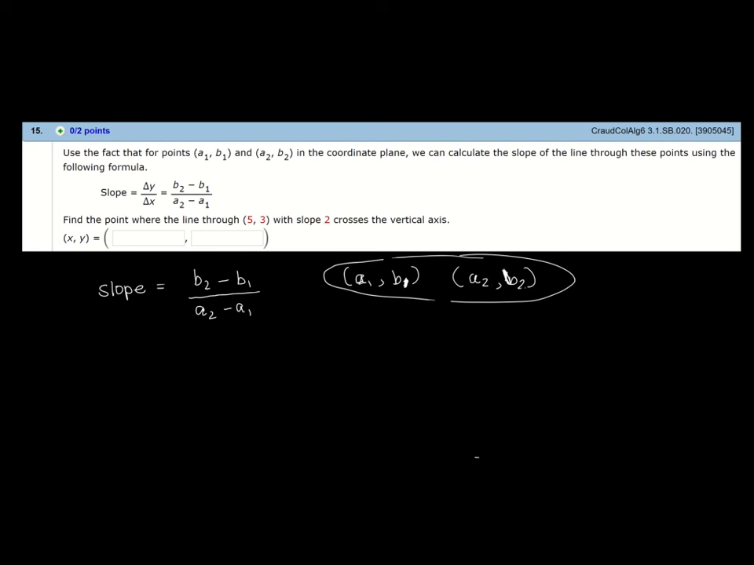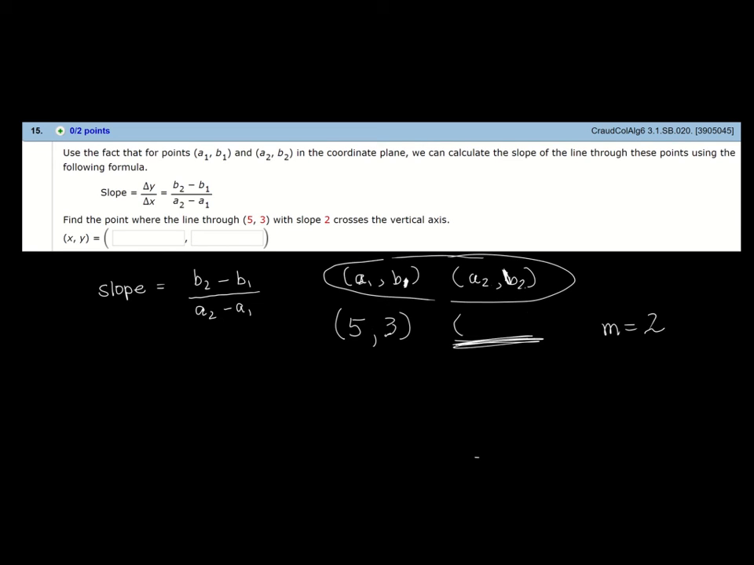In this problem, it's something a little bit different. They tell us 1 point. I'm going to say that's my A1, B1. It could have been my A2, B2, but I'm going to call it my A1, B1. I'm going to call that 5, 3. And they tell us the slope. So I don't have a second point here. What I have is the slope. The slope, or m value, is equal to 2. What they are asking us to consider is to find the point where the line crosses the vertical axis.